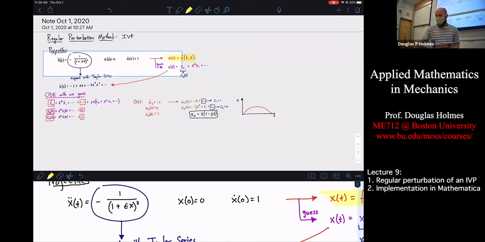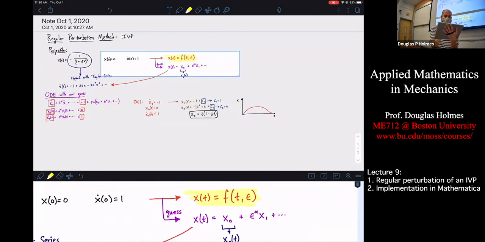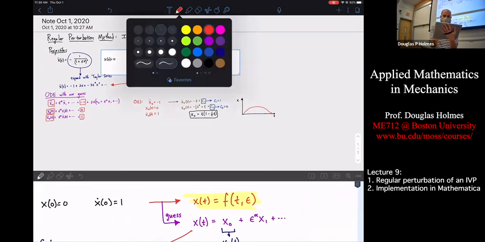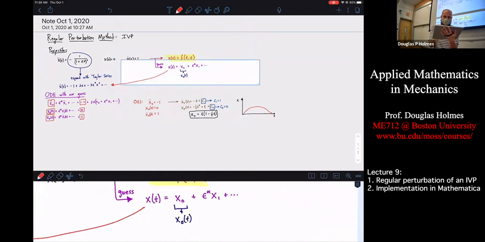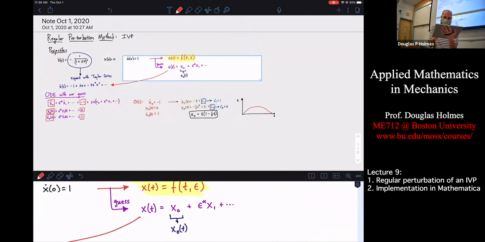So is this first one that we did with O(1), is that when epsilon is exactly zero? Correct. Because you can think of me as writing this approximation as, I will do this quickly and then I'll probably erase it. You could think of this as me saying x naught times epsilon to the zero plus epsilon x one times epsilon to the alpha. And we're going to find out that alpha is one. But this first term is always x naught times epsilon to the zero. Epsilon to the zero is one. It disappears from the problem.